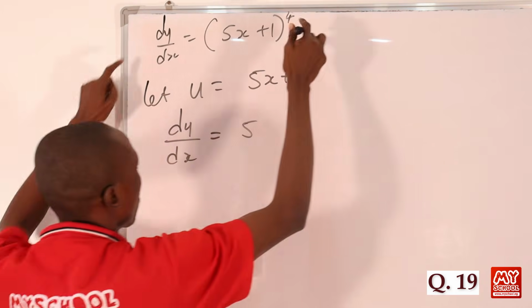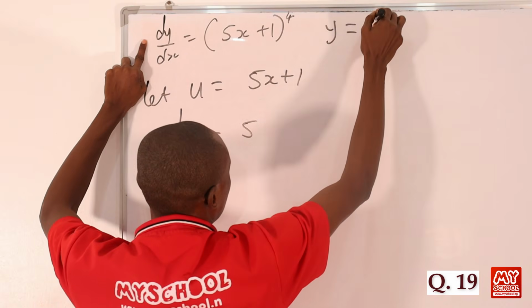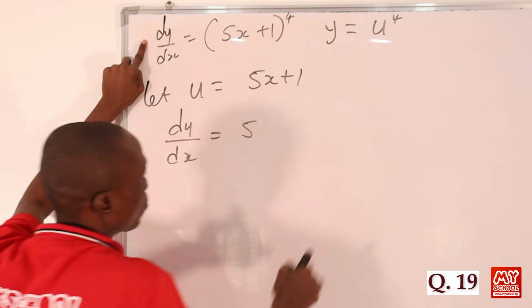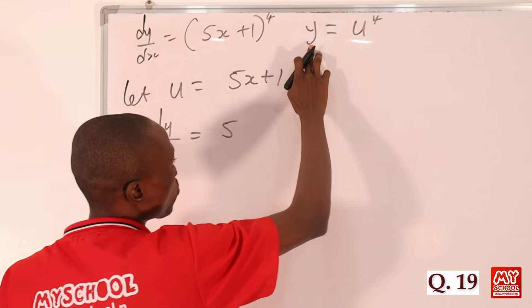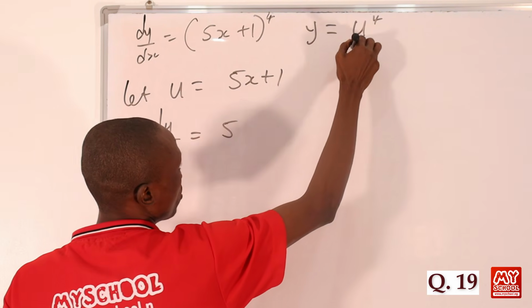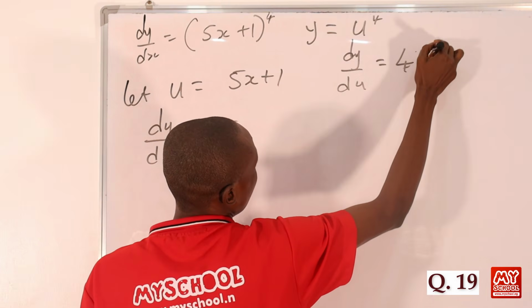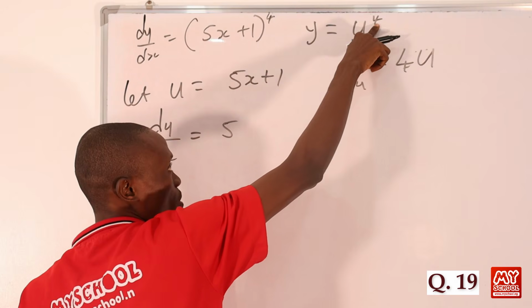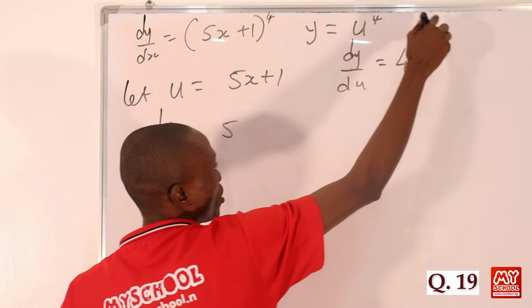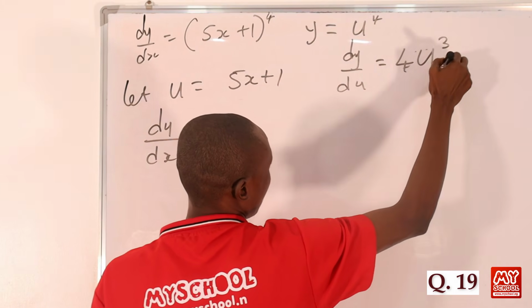But remember that our y is now equal to u raised to power 4, right? So we now differentiate y with respect to u. So here we'll be having dy du is equal to 4u, then raised to power what we have here, raised to power minus 1 from this 4. So in that case, we have raised to power 3, right?